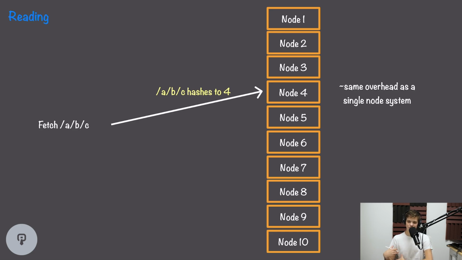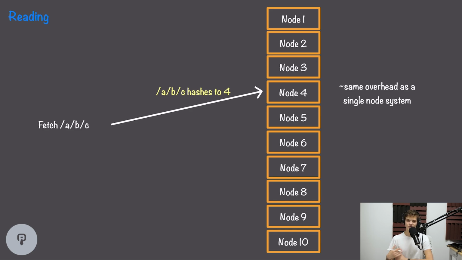So for example, if we want to list every object stored in our system, depending on the way our blob storage system is architected, we might have to go out to every single one of these nodes to see what data it has stored on it. So this is an important consideration when you're thinking about your query patterns of how you're going to access your blob storage system.